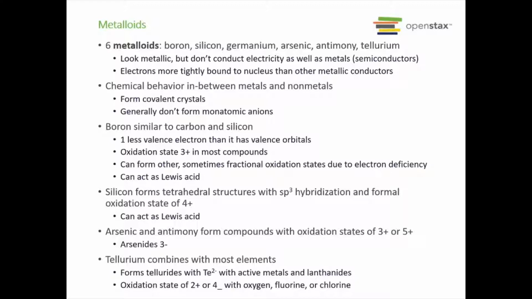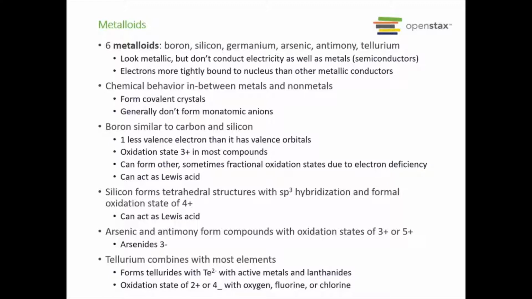Boron is somewhat similar to both carbon and silicon, except it has one less valence electron than it has valence orbitals. So because of that, when it's in most compounds, it has an oxidation state of +3. But because of this electron deficiency in it, it can form other oxidation states that are sometimes fractional. So it's kind of cool, and it can act as a Lewis acid. Boron tends to form 3 bonds and with an sp2 hybridization. Silicon tends to form tetrahedral structures that have an sp3 hybridization, and then it has a formal oxidation state of +4 and can act as a Lewis acid.